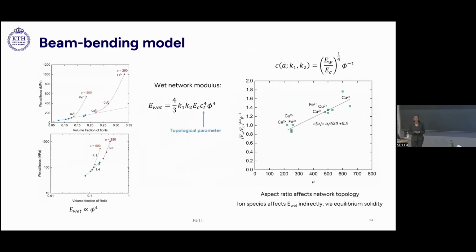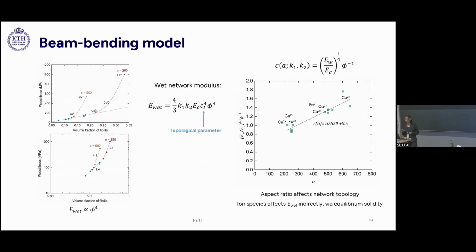So we integrated this data, as well as for sheets that we treated with other metal ions, into a beam bending model. And from this beam bending model, we found a nonlinear relationship between the wet modulus and the volume fraction. And this has been shown previously. And this shows that there are separate contributions to the wet modulus from the aspect ratio and from the choice of counterion.